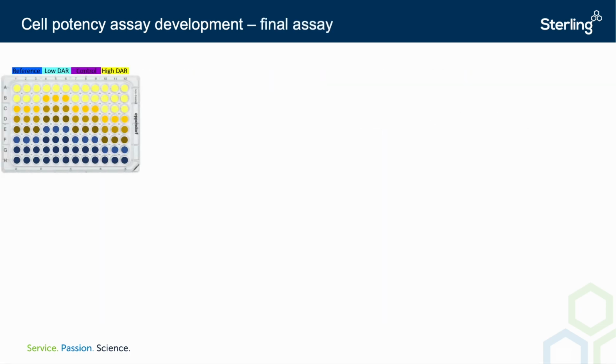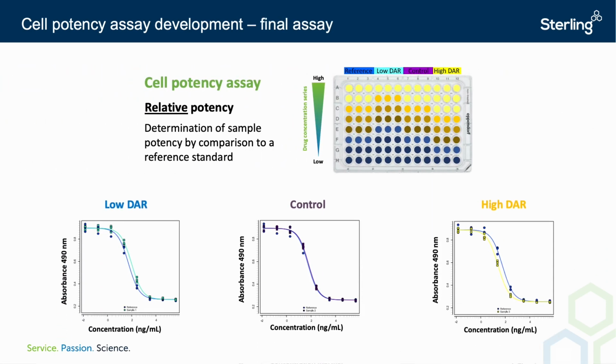Our cell potency assay does not report absolute potency of each sample, but rather we report relative potency. In each assay, we test a reference standard and report the potency of each sample relative to this reference. In the example on this slide, we have the reference in blue and a control sample in purple, the central potency curves. You can see that the control sample almost perfectly overlays the reference sample.